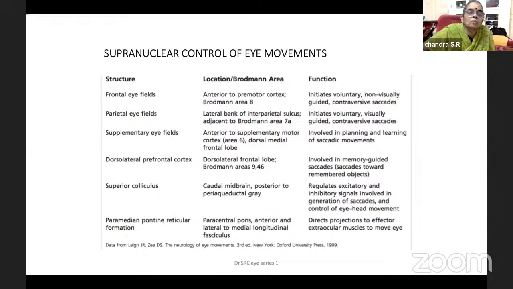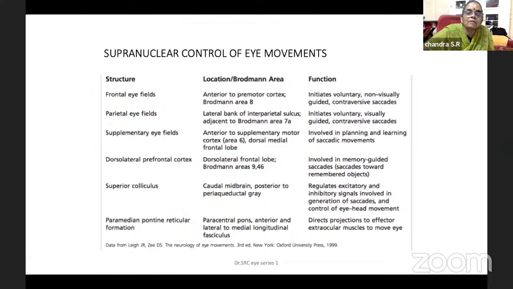So for supranuclear control, the frontal eye field is anterior to the premotor cortex, Brodmann's area 8, and it initiates voluntary, non-visually guided, contraversive saccades. The parietal eye field is seen in the lateral bank of the intraparietal sulcus, adjacent to Brodmann's area 7A. It initiates voluntary, visually guided, contraversive saccades.